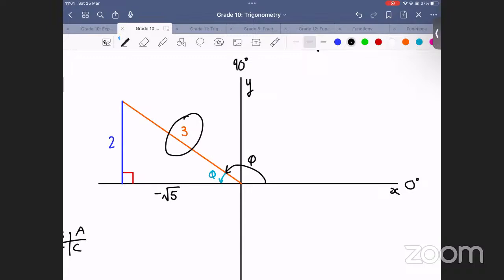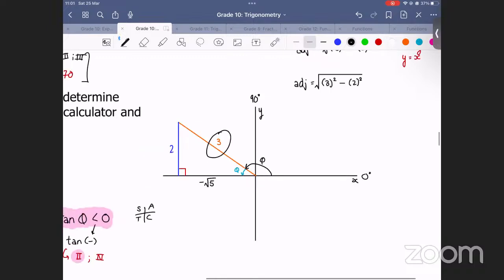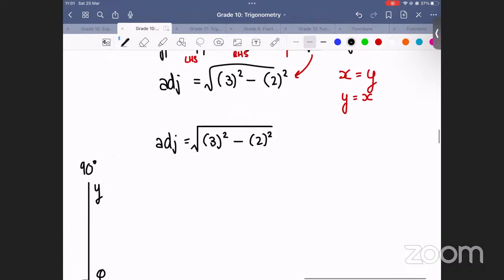Is it necessary to say root 5? Yes, the answer is root 5. The answer is not 5. Adjacent is equal to the square root of 3 squared, which is 9, minus 2 squared, which is 4. That gives root 5. There's no simplification to root 5.